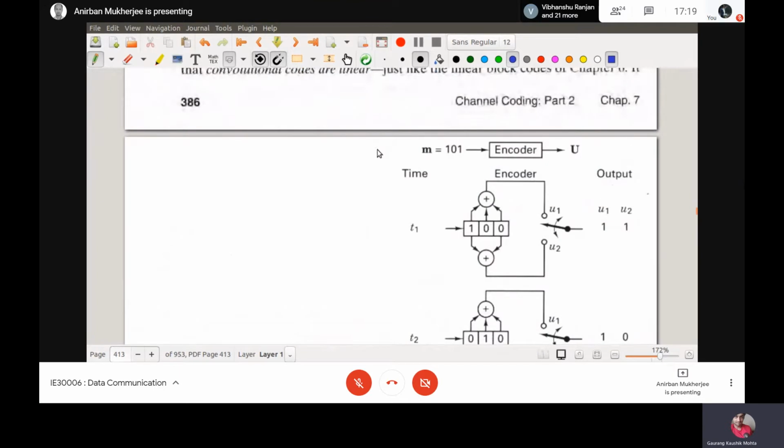Anyway, say your message is 1 0. Okay, this is your convolutional encoder. Encoder means like this. Please try to understand. The encoder is this.